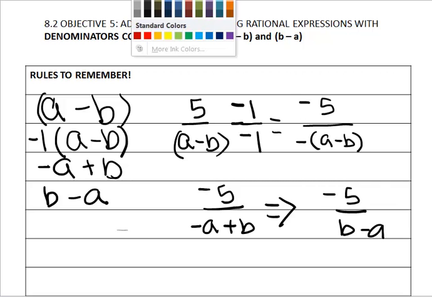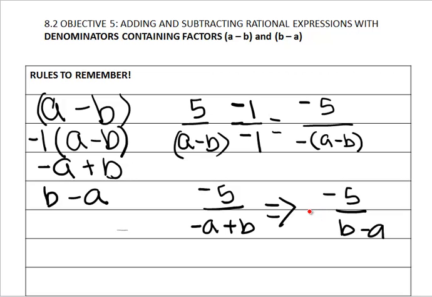Sometimes people also do this, and you see it in your book a lot. Well, they'll put the negative sign out in front. Remember, the negative sign can go to either the numerator or the denominator. In this case, it's more clear if we put it in here.